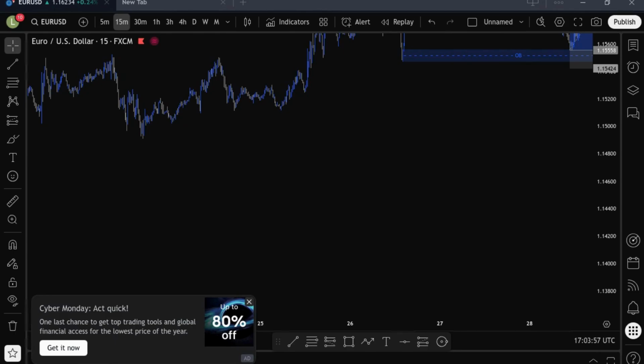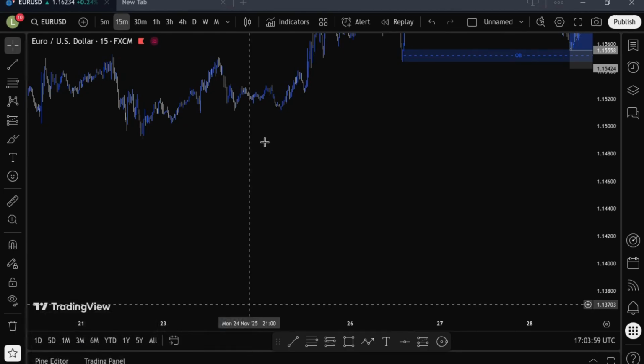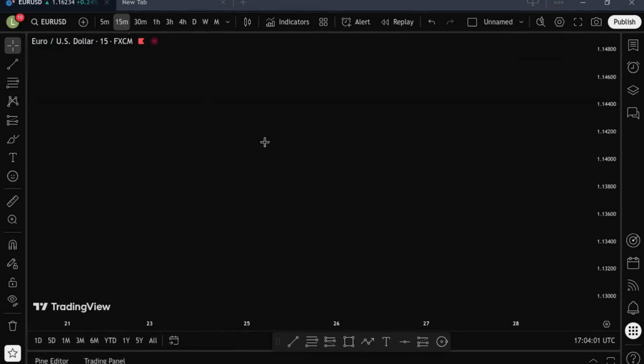So in this video we're going to be talking about how to map out fair value gaps. Fair value gaps are imbalances in the market. They are a range of price where price has not yet filled properly or come to mitigate, and it's usually the body of momentum candlesticks. For example, when price does something like this, you see something like this.